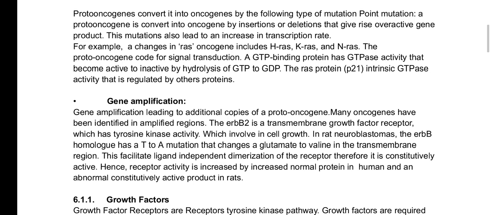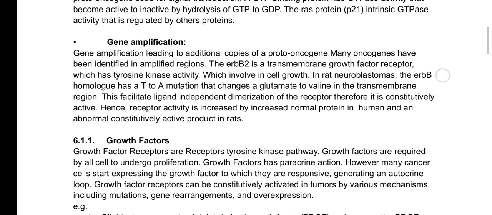A proto-oncogene is converted into an oncogene by insertions or deletions that give rise to an overactive gene product. These mutations also lead to an increase in transcription rate. For example, a change in RAS oncogene includes HRAS, KRAS, and NRAS. The proto-oncogenes code for signal transduction. A GTP binding protein has GTPase activity that becomes active to inactive by hydrolysis of GTP to GDP. The RAS protein p21 has intrinsic GTPase activity that is regulated by other proteins.